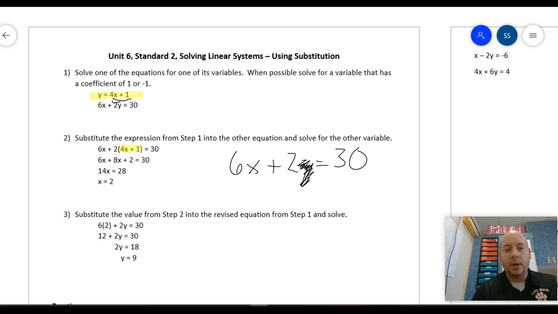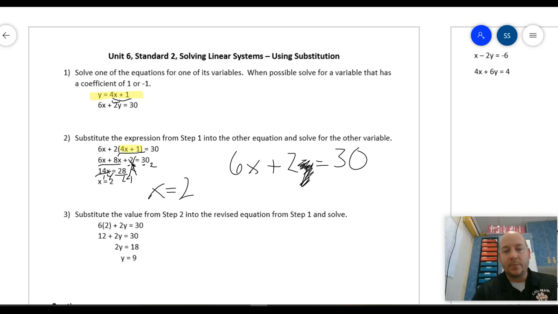so now we can solve that equation for x. You'll notice in the next step, we just did the distributive property: 2 times 4x is 8x, 2 times 1 is 2. Added the 6x and the 8x to get 14x. Move the 2 over with subtraction, 30 minus 2, to get rid of that. So 14x is 28, and then divide by 14 to get x is equal to 2. So we know our x value, and since we know our x value, we can then go in and solve for our y value.